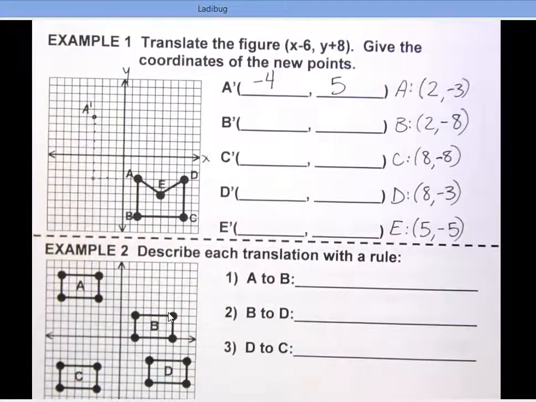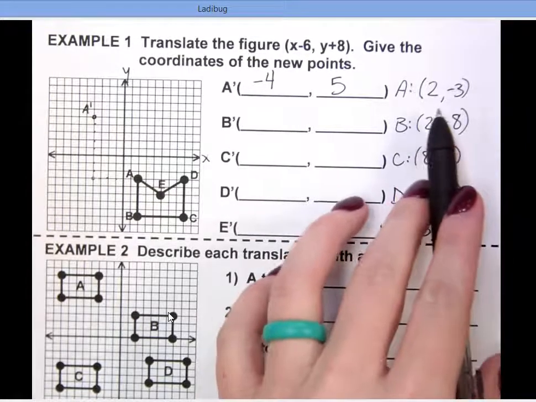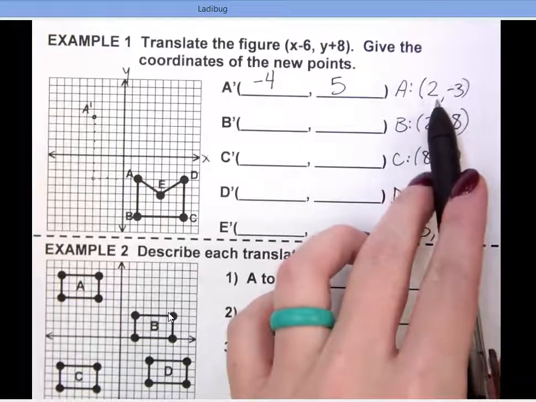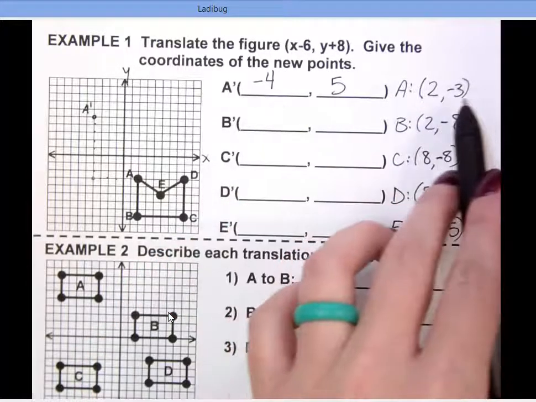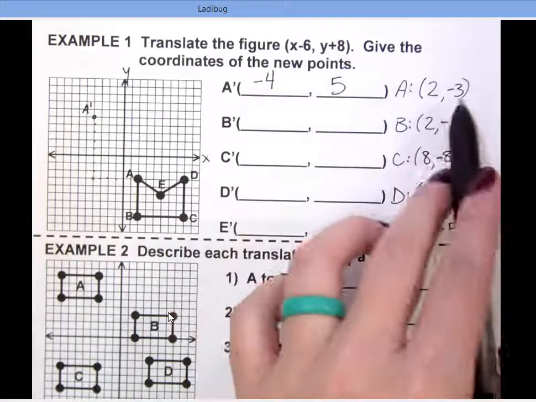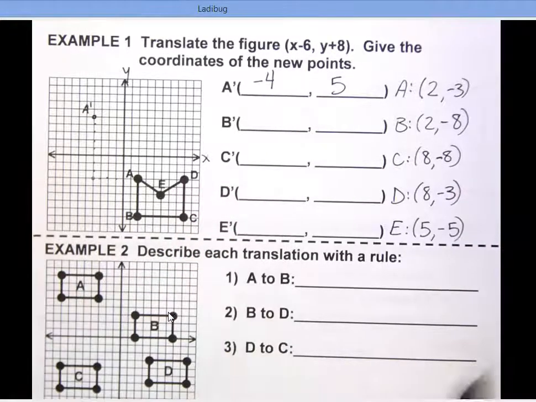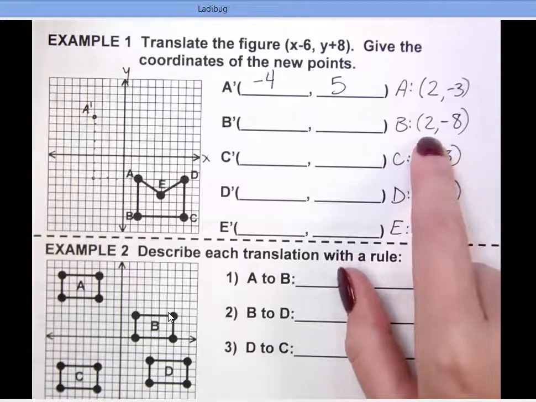So there's another way you can do this. You could also take your A value that you have, just make sure it's correct, and you would subtract 6 from it. So 2 minus 6 is going to be negative 4. And then you have to add 8 to the y value, so negative 3 plus 8, you'll get a positive 5. So you can do it either way. You can count, or you can add to the x and y value. So we'll add to the x and y value for this one.